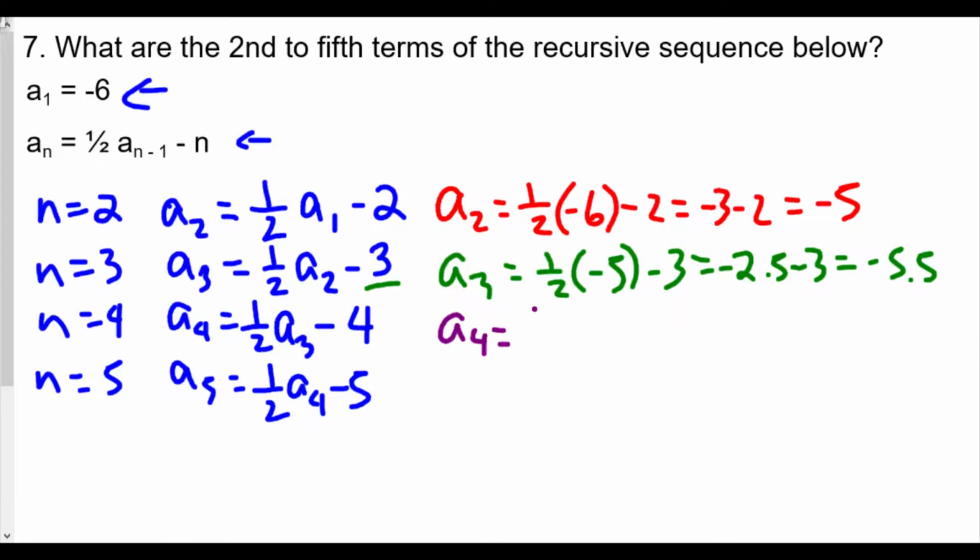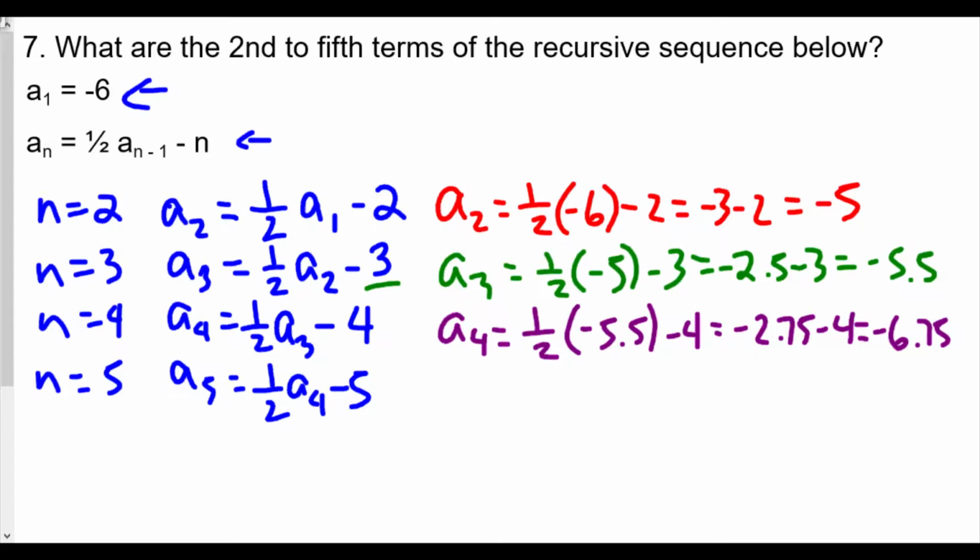A4 is 1/2 of a3, which we found to be negative 5.5, minus 4. Now we divide negative 5.5 by 2. We should be getting, in this case, negative 2.75 minus 4, which is negative 6.75.